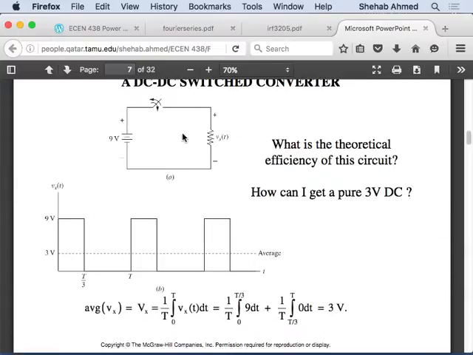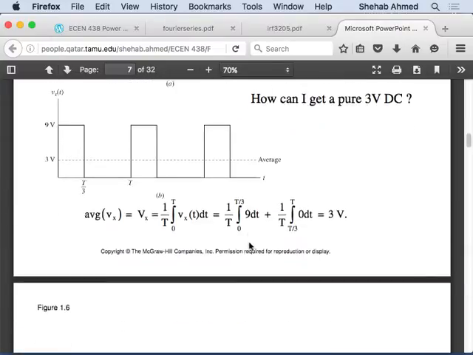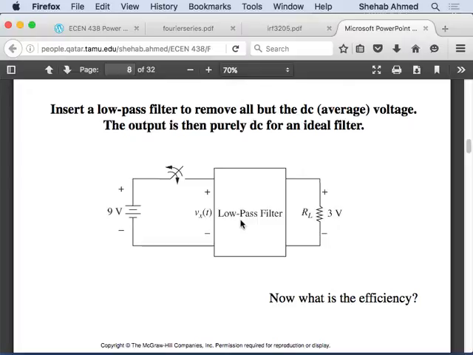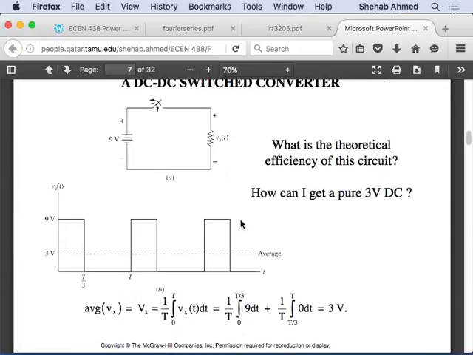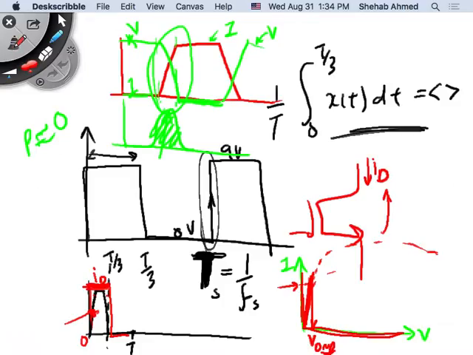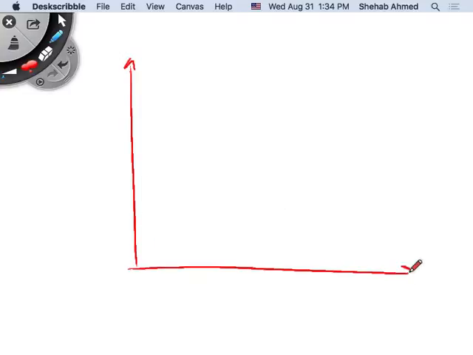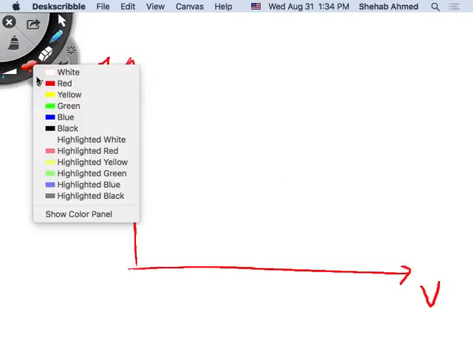So we had a pulse waveform here. We wanted a pure DC, so we had to add a low pass filter. After you add a low pass filter, now what is the efficiency? Here, the efficiency was almost 100%. I have an ideal switch, right? Switch on, switch off. If I'm assuming that I'm operating the MOSFET in this fashion, this is V, this is I.